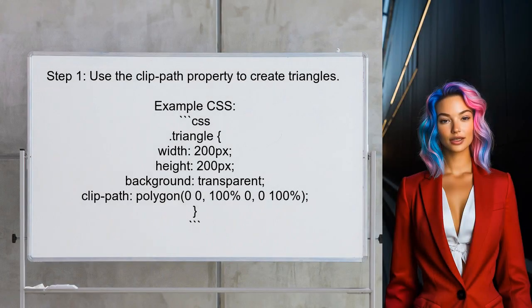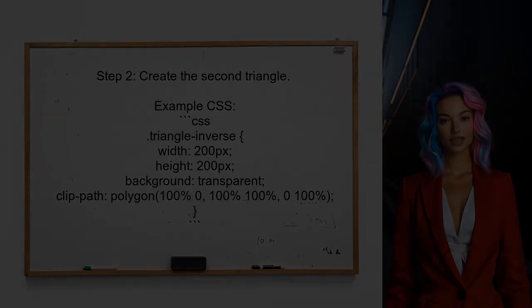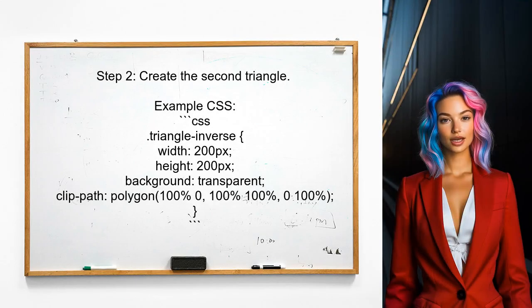To create two triangles from a rectangle using CSS, the user can utilize the clip path property. This property allows us to define a specific shape for an element. Next, the user should create a second triangle. This can be done by adjusting the clip path values to create the opposite triangle.